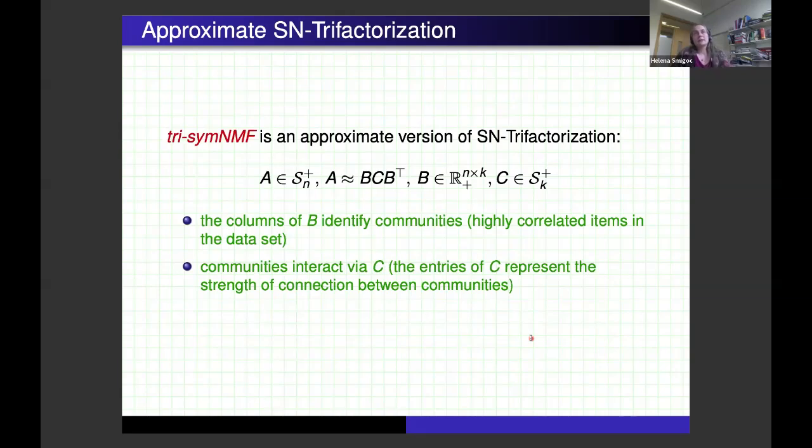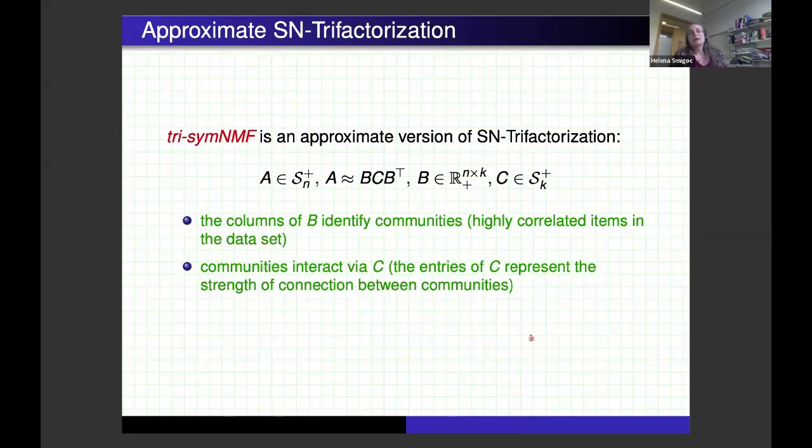There's also an approximate version of SN-trifactorization. And this is, from before Damiana and I started working on this, actually the only one that was studied in the literature. And like we've seen for the NMF, we are starting with a symmetric non-negative matrix, and we would like to approximate it with a product BCB transpose.